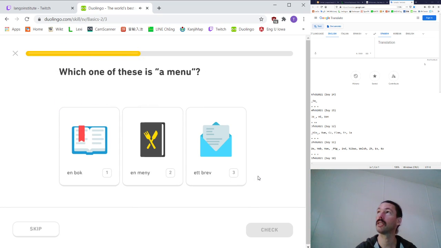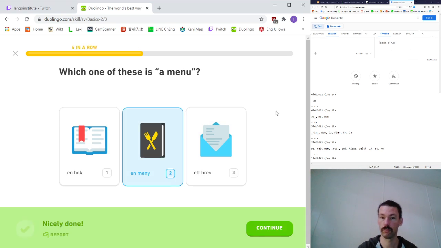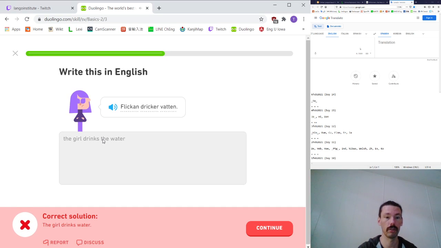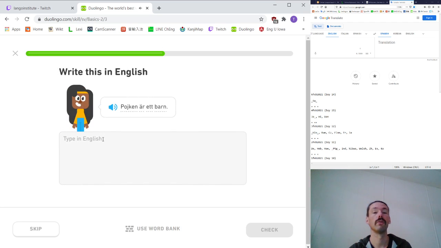For that barnet, the suffix on the noun, et, shows that it's definite. We'll translate with the. Flickan dricker vatten. The girl, flicka, definite with an n. Drinks the water. It should be vatten. The water. Nope, vattnet would be, yeah, of course, because water is not animate. Pojken är ett barn. The boy is a child.